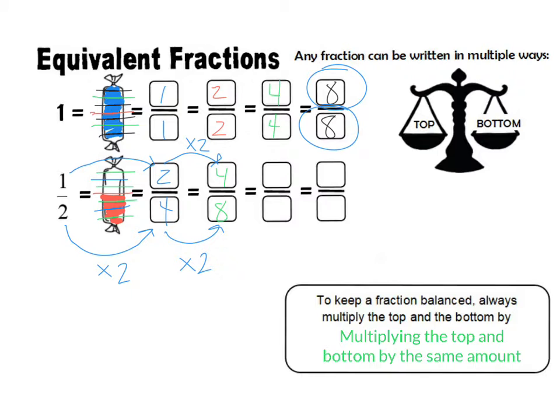I could even multiply by something different than 2. Let's say I multiply by 3. Well, 8 times 3 is 24. And 4 times 3 is 12.